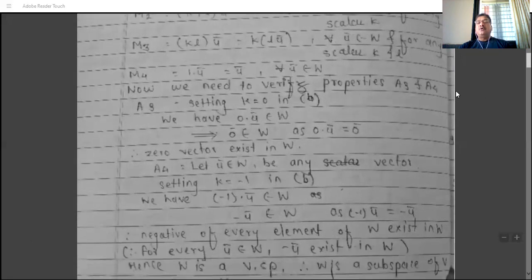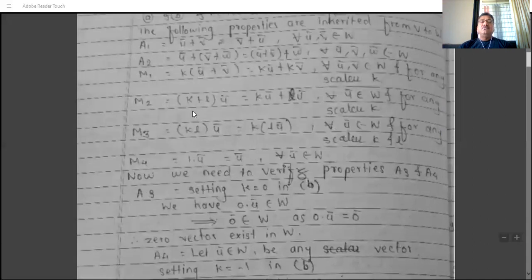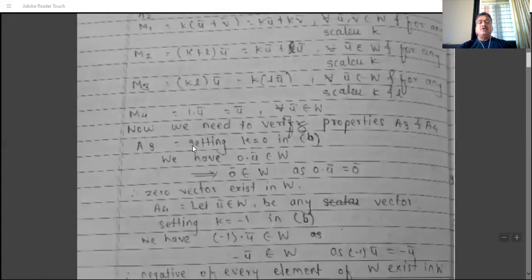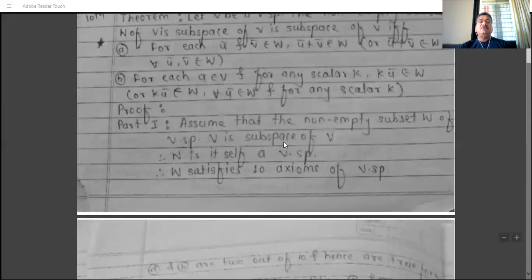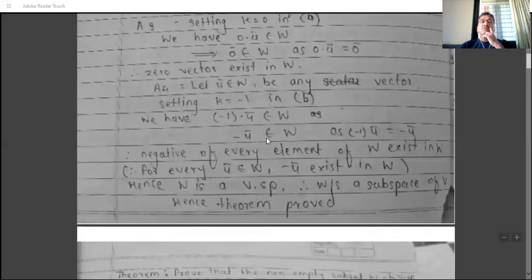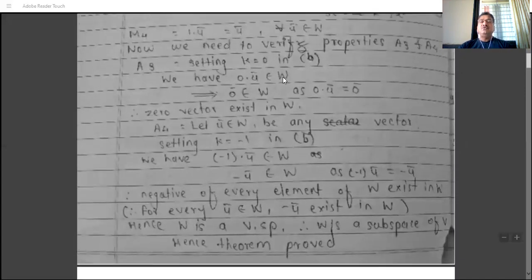Okay, so the proof of A3 and A4. So the proof of A3. Our assumptions are A and B. In order to prove the property A3, set K equal to 0 in B. What we have, if we put K equal to 0, is 0 into U bar belongs to W.